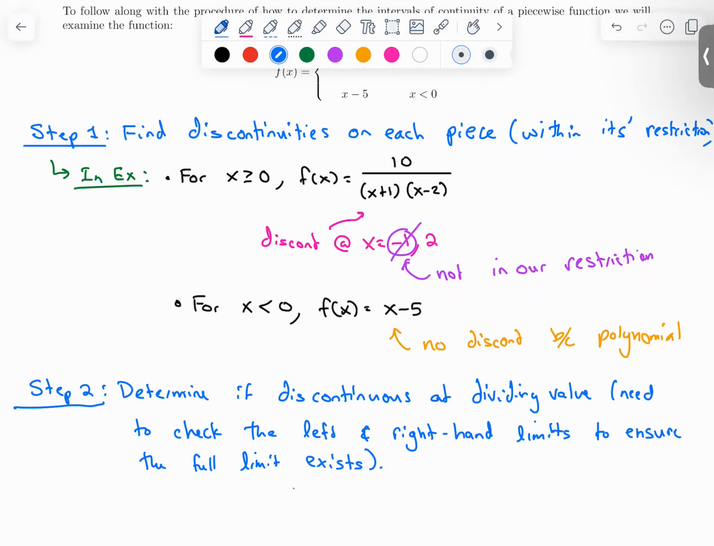Let you write that down. It's a lot of words, so I'll let you write that down, and then we'll say it. So we need to determine if it's discontinuous at dividing values.